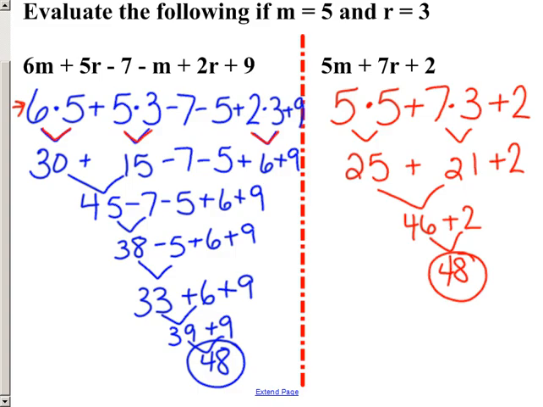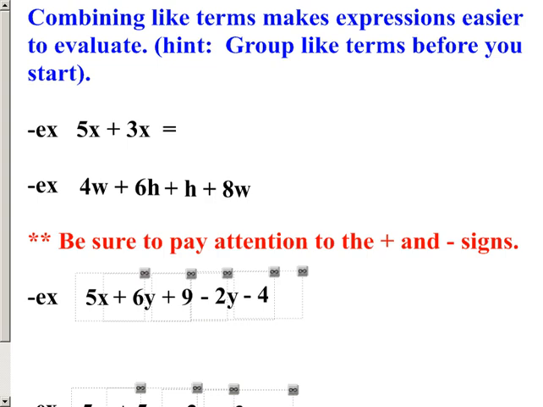If you're okay with that, great. If you're not, do them one at a time. That's okay too. We're going to come back to this at the end so that you can understand why what we're learning today is important. So we're going to talk about combining like terms and how it makes expressions easier to evaluate.